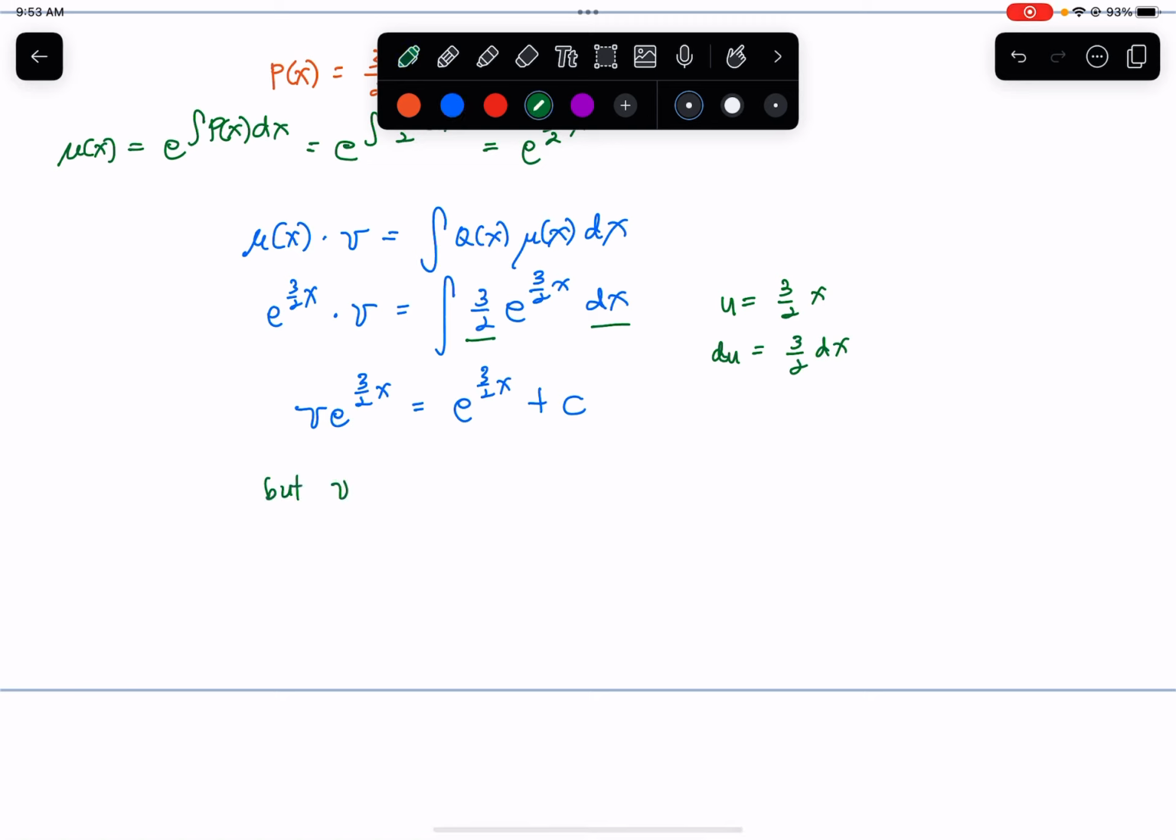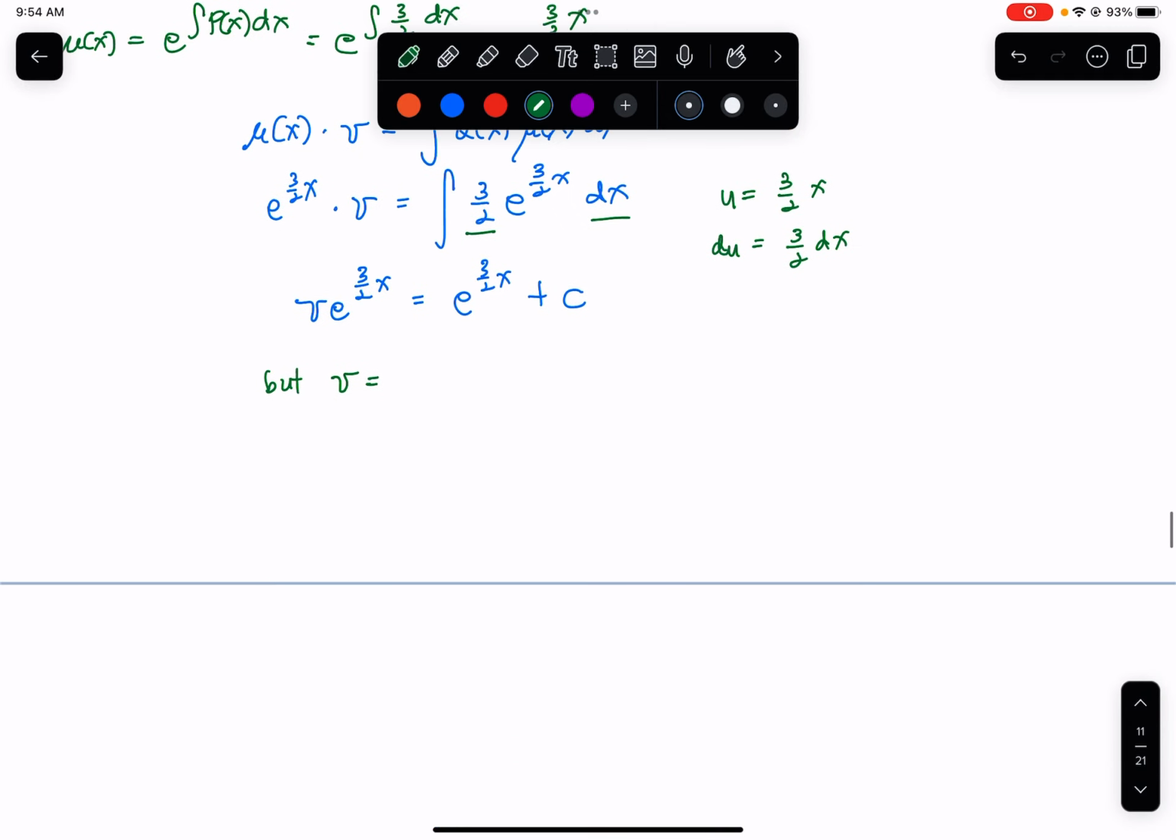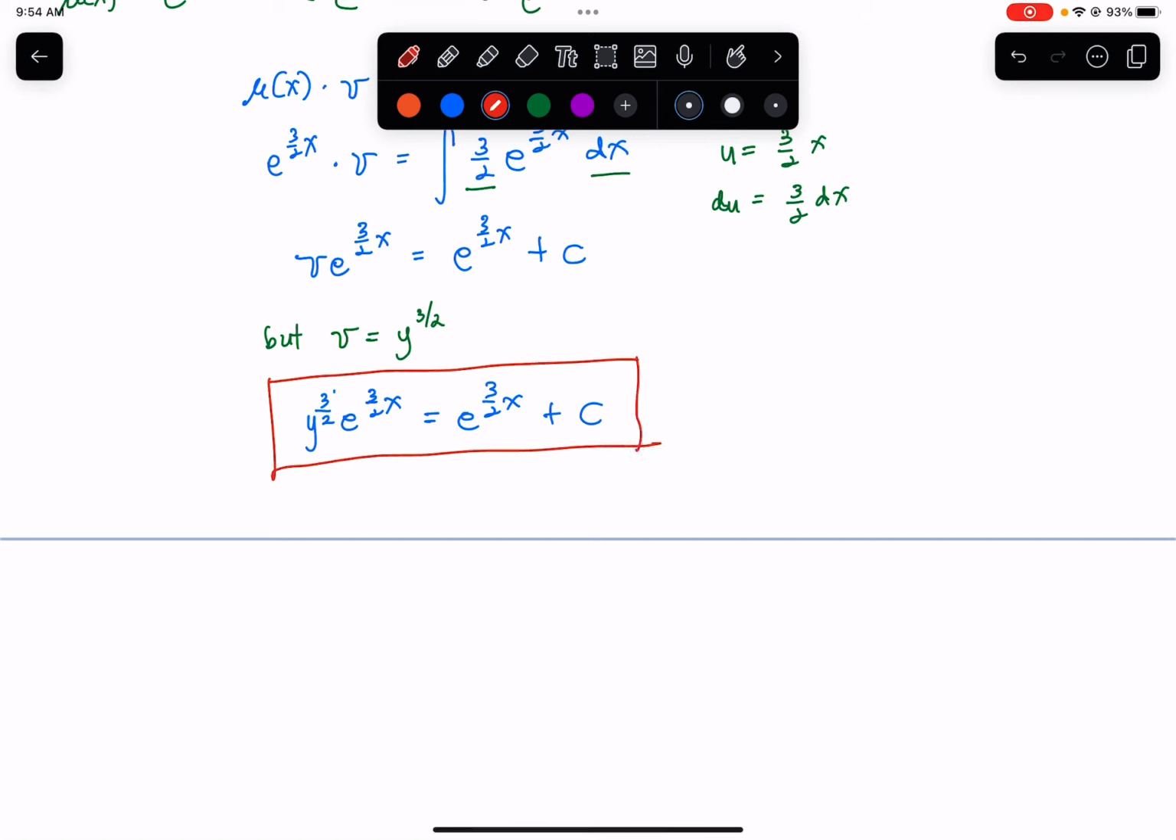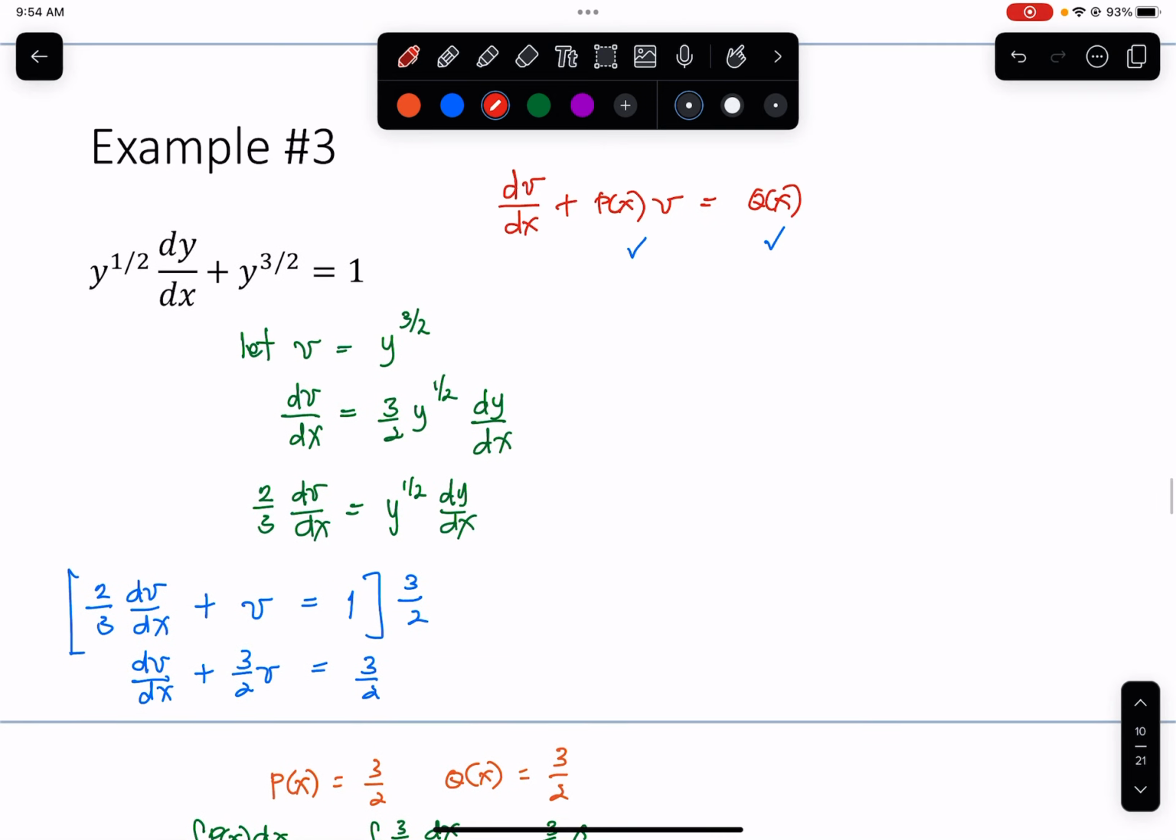But we go back with our v. So our v is y raised to 3 all over 2. So we substitute. Oh, sorry, it's just y raised to 3 over 2. And then e raised to 3 over 2x is equal to e raised to 3 over 2x plus c. And that will be our general solution. Y raised to 3 over 2, e raised to 3 over 2x is equal to e raised to 3 over 2x plus c. Okay, so that's how we work out with rational exponents.